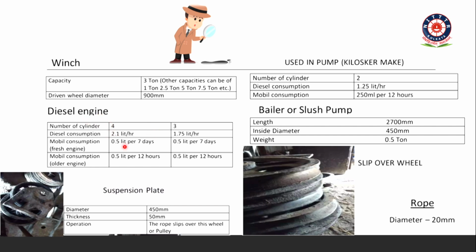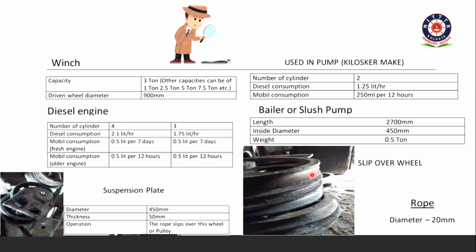Again you have two types: one is 4 cylinder and the other 3 cylinder. The diesel consumption is 2.1 liters per hour, and for the other it is 1.75. And also the suspension plate. See, the dimension of the suspension plate is 450 mm and the thickness is 50 mm. This is where the rope slips over the pulley when you are lifting the auger or chisel. And also this is the wheel. The diameter of the rope is 20 mm.